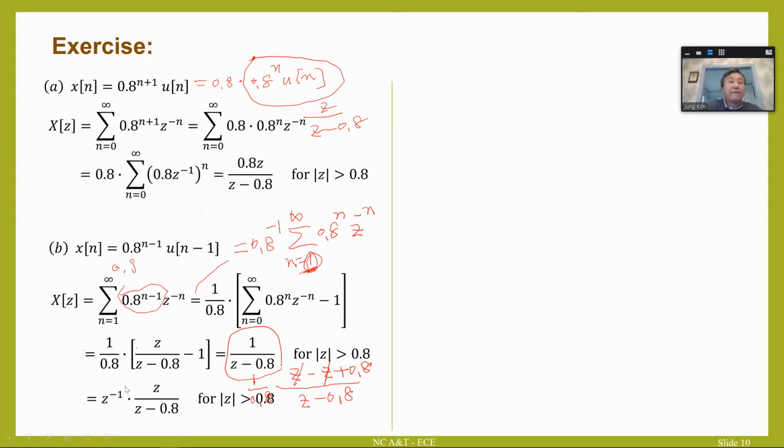So if you were going to ask this question on a quiz, for instance, does it matter the form that you answer it in? Like the first one was 1 over z minus 0.8, or you could have the very bottom where it's z to the negative 1 times z over z minus 0.8. Yeah.